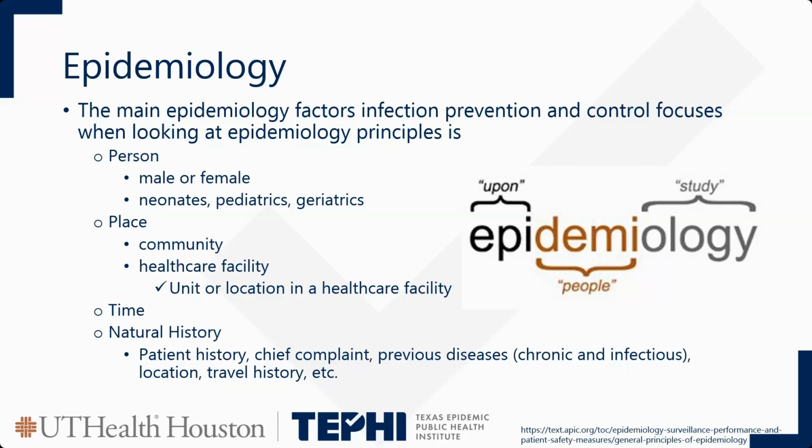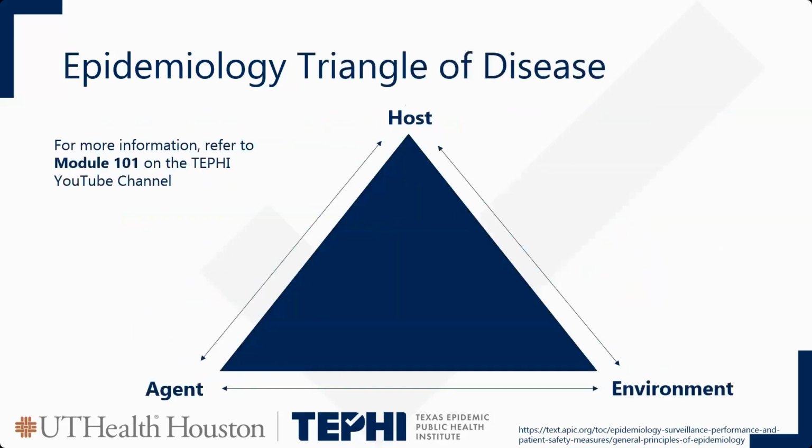Now, identify the timeline of the event. When is it occurring? When did it start? And the last step is to look at the natural history of the situation to gain more understanding. This can be done by reviewing patient charts, by discussing the chief complaints, and evaluating if this is a chronic or an infectious disease. By looking at these components of person, place, time, and natural history, you begin to gain a clearer picture of what is occurring.